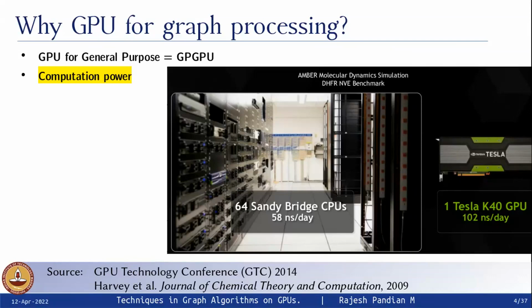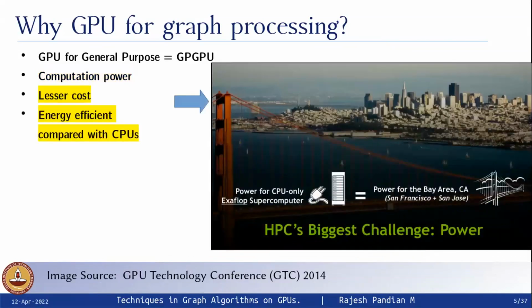So a small GPU attached to our PC can perform computation equal, more or less, to the supercomputer of 10 years ago. Not just that, the cost of the GPUs and the maintenance cost and everything is comparatively lesser when compared with supercomputers, and it is more energy efficient.